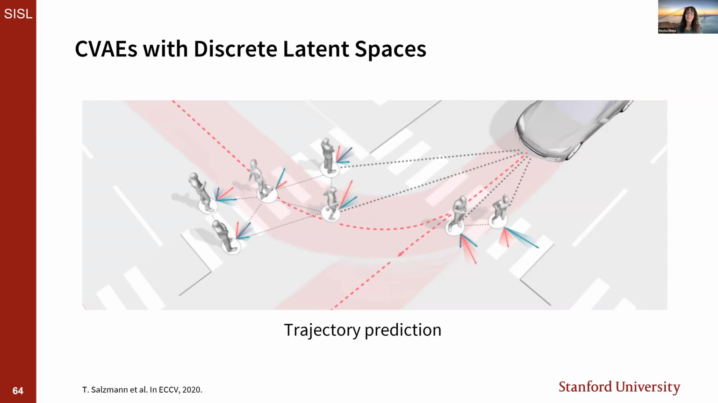Discrete latent spaces in CVAEs have been shown to effectively capture multimodality in the distribution for trajectory prediction tasks, where there are multiple valid predictions possible. This is similar to our findings in our occlusion inference contributions. The visualization shown here is from the Trajectron++ paper, which is a state-of-the-art trajectory prediction architecture. And you can see multiple potential future predictions for each pedestrian in the scene.